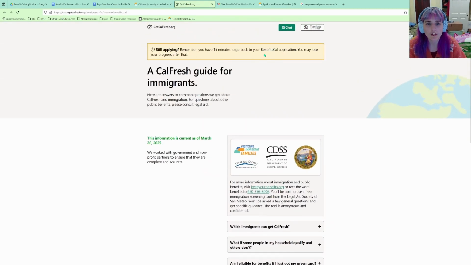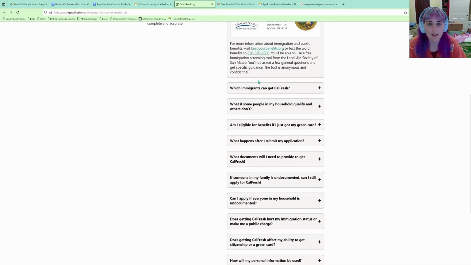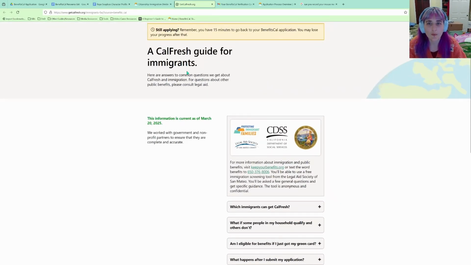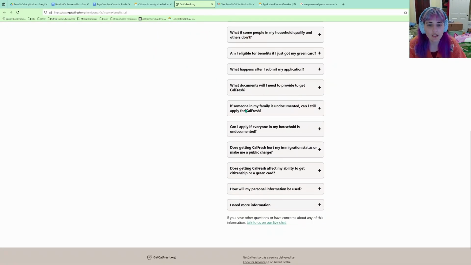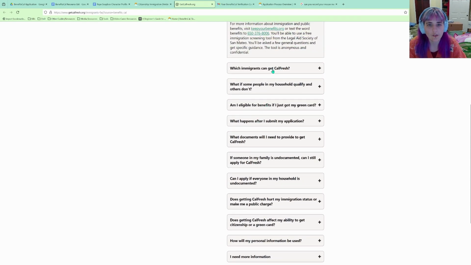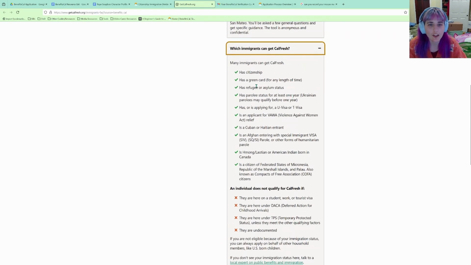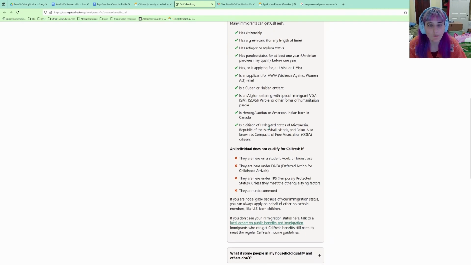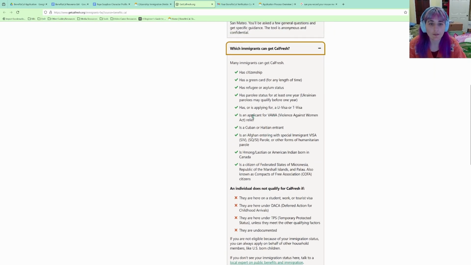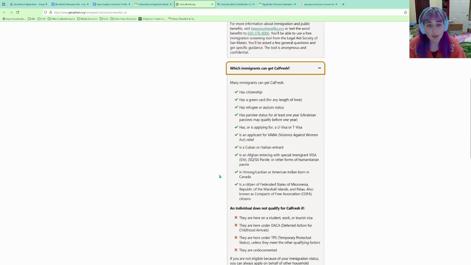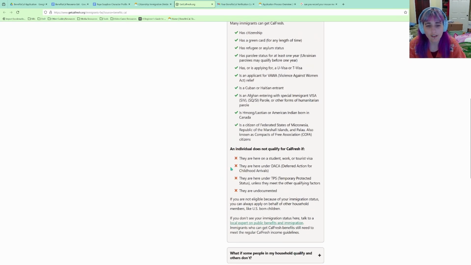That's nice that they remind you that you have 15 minutes to go back to your application. This is just some information about CalFresh and immigration, and let's see, for example, which immigrants can get CalFresh. So here's the list. I'm not going to read all of them, but for some people, it depends on your refugee status, which is why they list some of these, or asylum status for some people from certain parts of the world. Whole list of possible eligibility criteria, and some people who may not have eligibility, I should say. Okay.